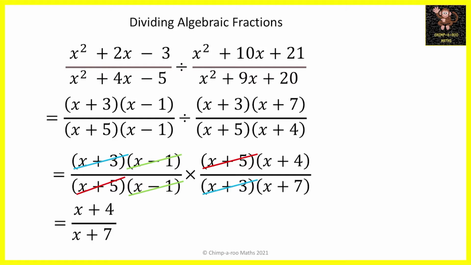And there we go. In its simplest form, that cannot be simplified anymore. Remember, there are no common factors with x plus 4 and x plus 7. If there's any doubt, substitute different values for x. When x is 0, you get 4/7, but when x is 1, you get 5/8. They are not the same, so therefore you cannot simplify that anymore.